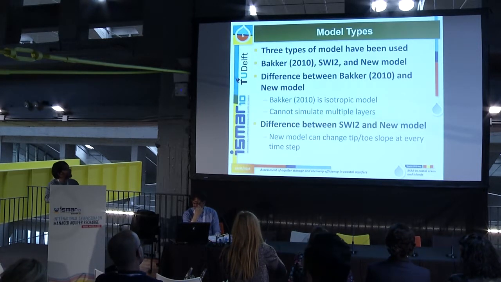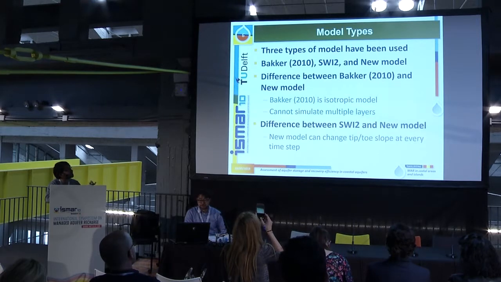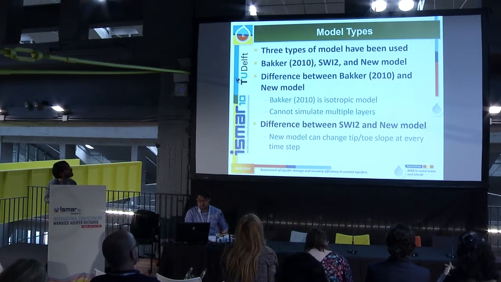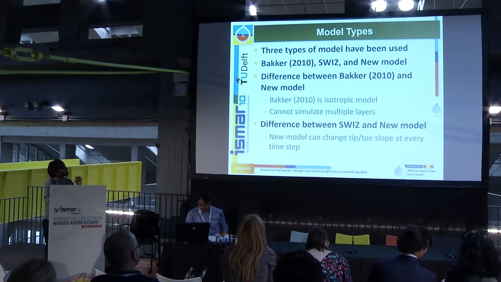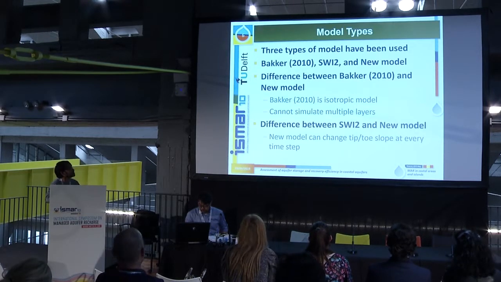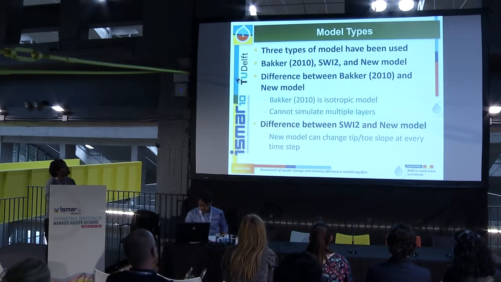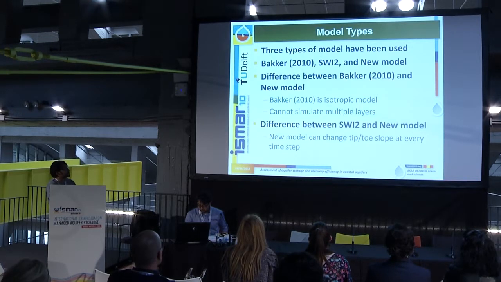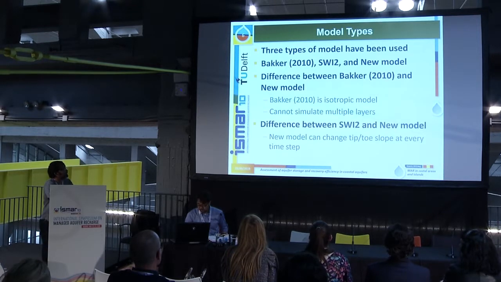There are three types of model available at this moment which can do the same thing as my tool, but there are differences. Say, the tool from Bakker 2010 is developed for isotropic models, so heterogeneous models cannot be handled by this tool. Our tool can handle heterogeneous aquifers. And that tool cannot simulate multiple layers, but our tool can. There is also another tool available, called SWI2, which runs along with MODFLOW. The main difference with the SWI2 module is that it cannot change the toe and tip slope by itself. Our tool can change the toe and tip slope.